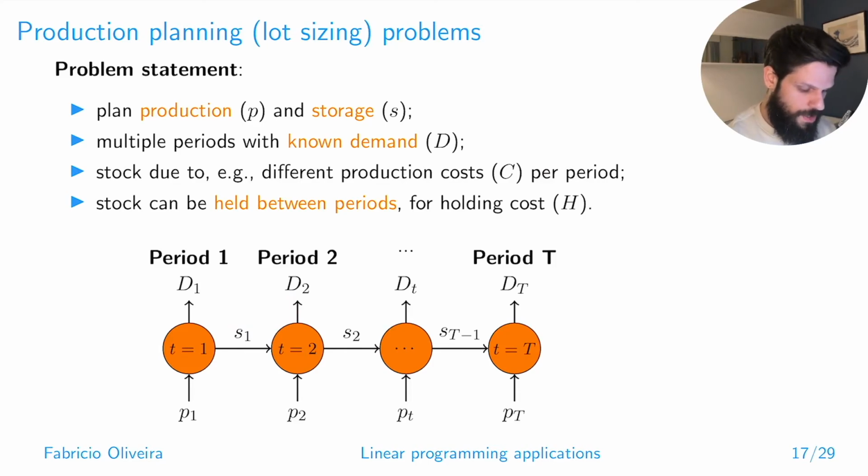And that keeps repeating over and over until you have your last period, where then you satisfy the demand of period T, capital T, with the production of period capital T plus the stock you brought from the previous period. So that is the process we want to represent with our optimization model, and try to find the optimal plan in terms of how much to produce at each period and how much to send as inventory from one period to the next.